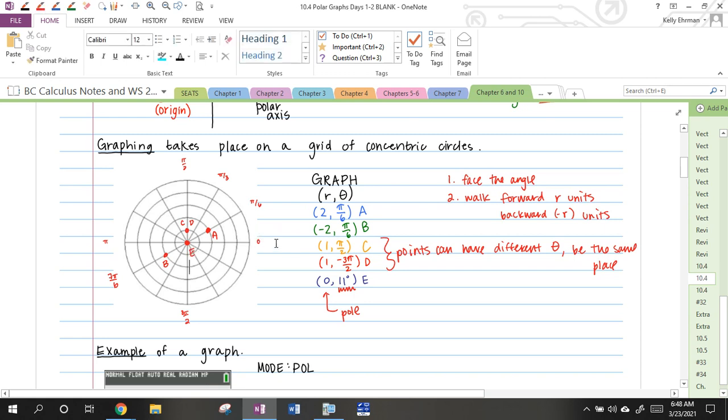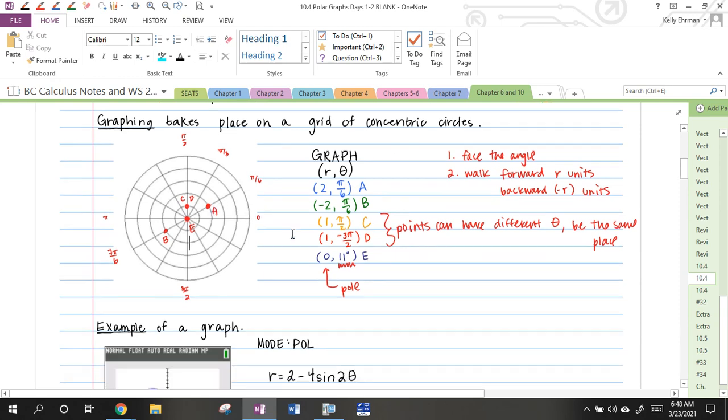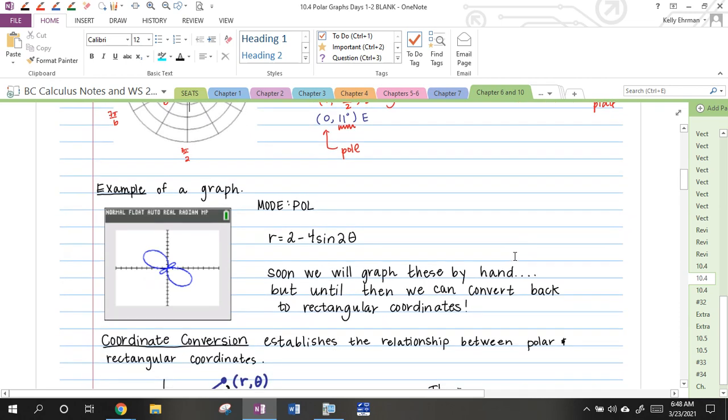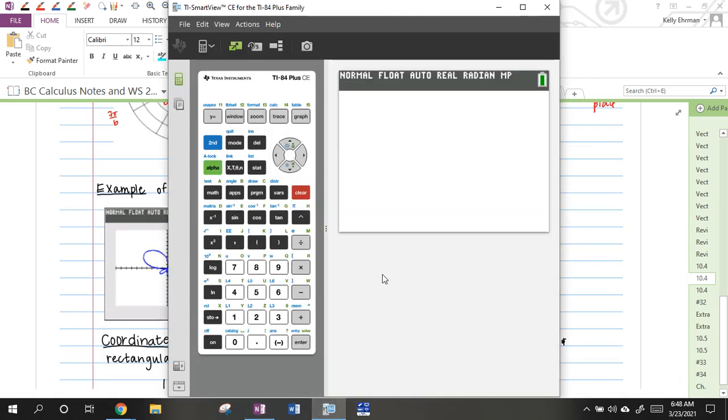So that's our first thing. How do we plot these points? We face the angle. We either walk forward or backward, depending on what r is. Here's what a polar graph would look like. So this can be done on your calculator if you switch to polar mode.